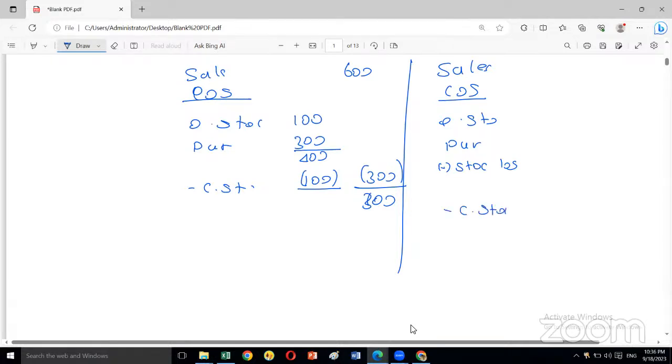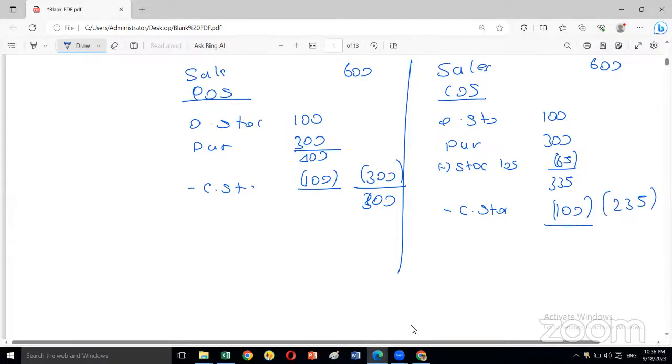Okay, now see, sales 600,000, opening stock 100,000, purchase 300,000, stock loss is 65,000. And closing stock is 100,000. Now, if you calculate 400 minus 65, how much? 335. 335 minus 100, how much is the answer? 235. Now you can observe something.